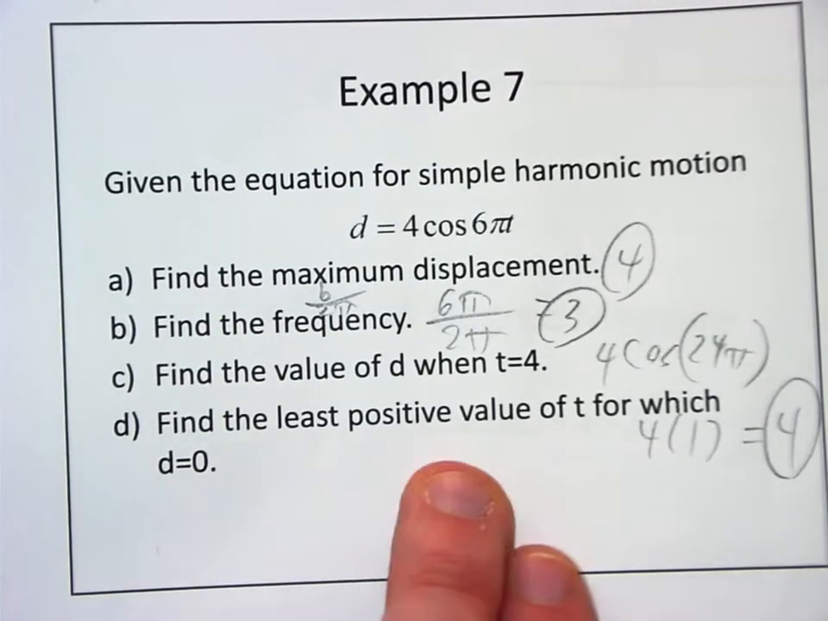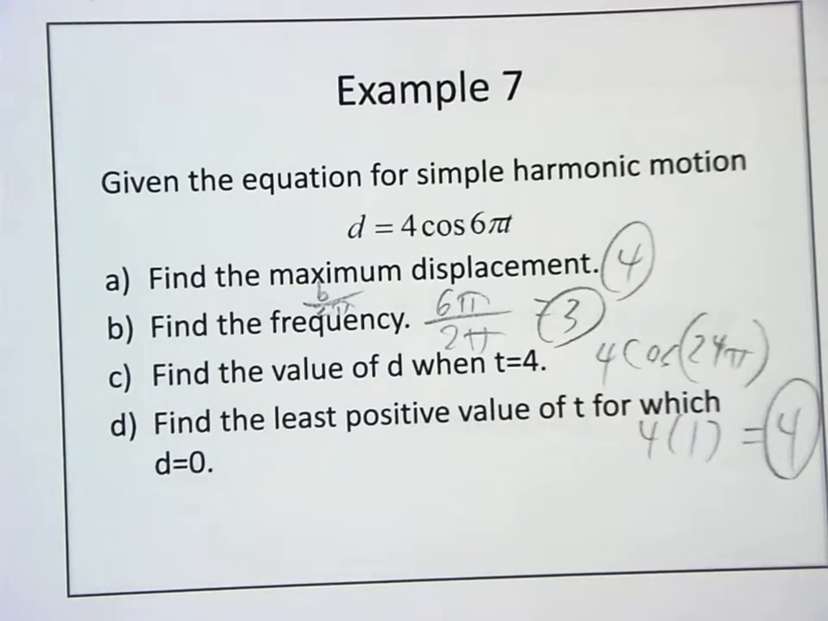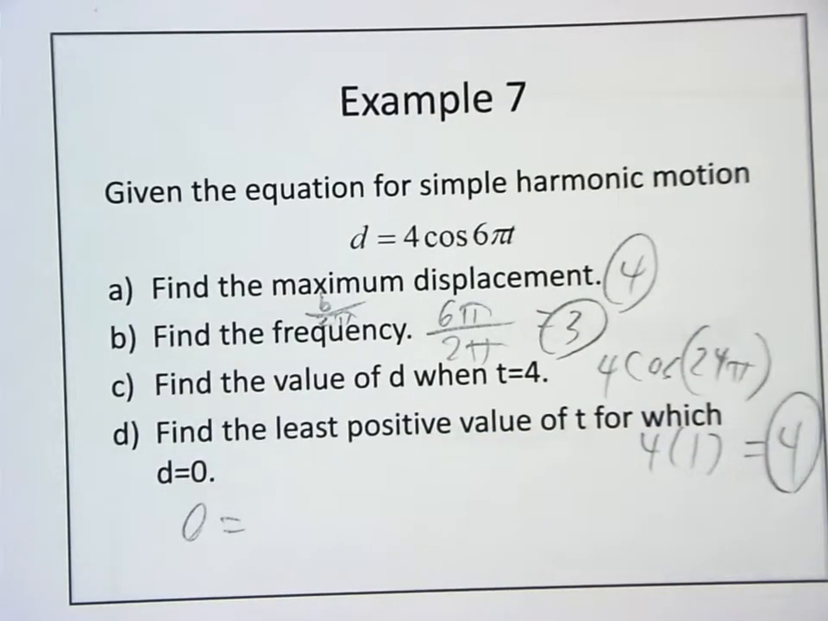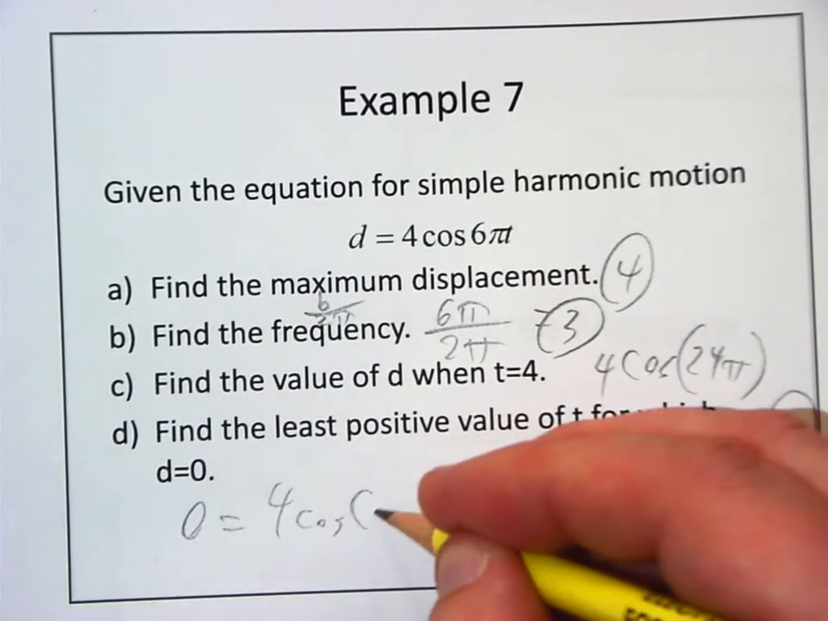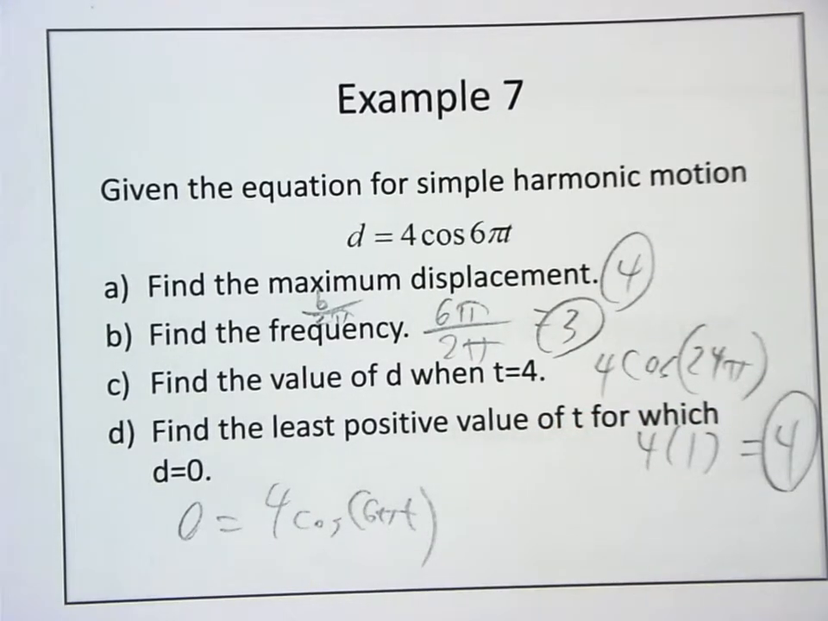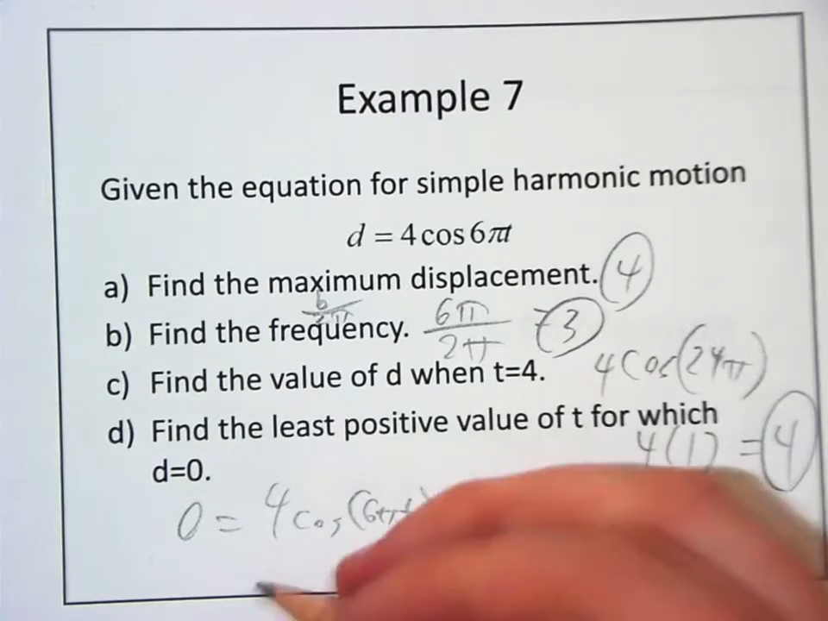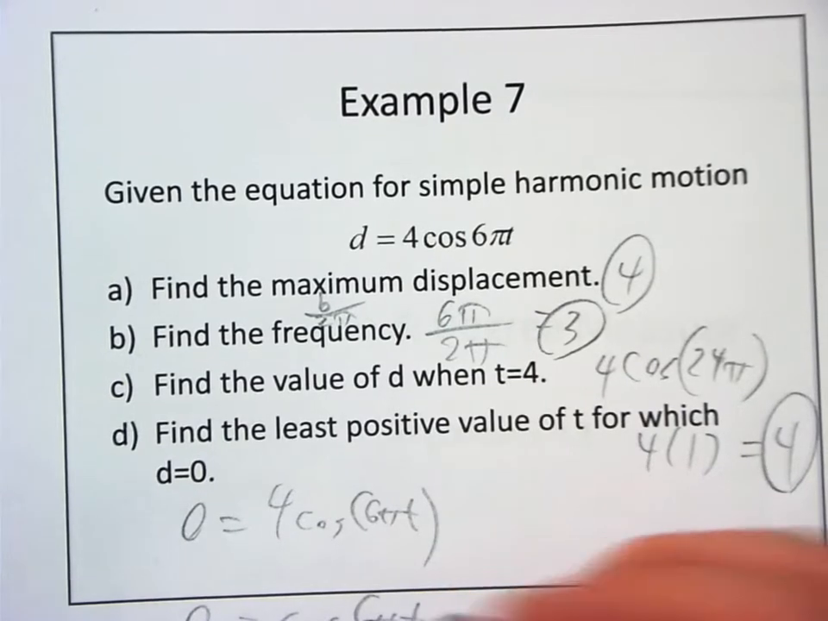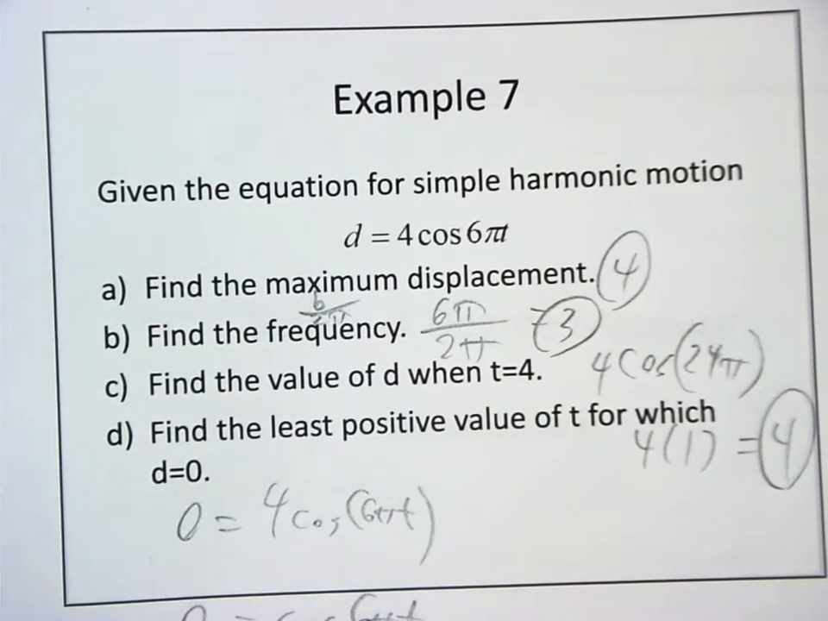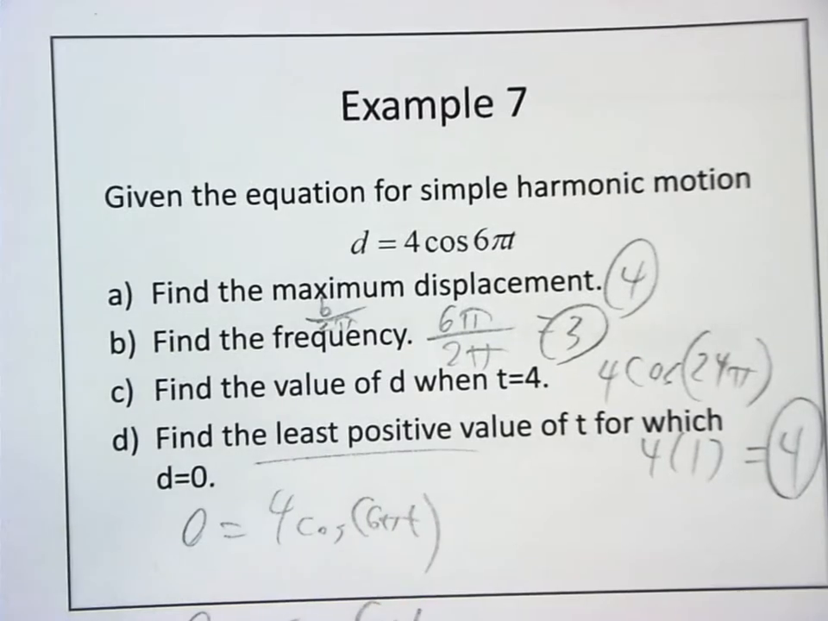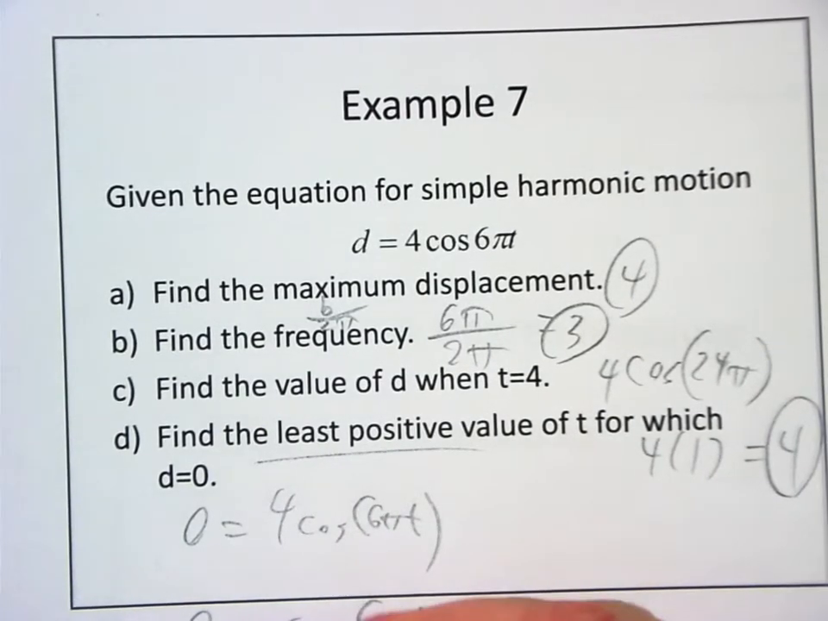Okay. Find the least positive value of t for which d is equal to 0. Okay. So I'm going to plug in 0 for d. If I take 4 times the cosine of 6 pi t is equal to 0, what do I do first? Divide by 4. That gives you 0 is equal to cosine of 6 pi t. Well, when is cosine 0? Think unit circle. When is cosine 0? Pi over 2 or negative pi over 2 or 3 pi over 2. Which was the least positive one of those? Pi over 2.